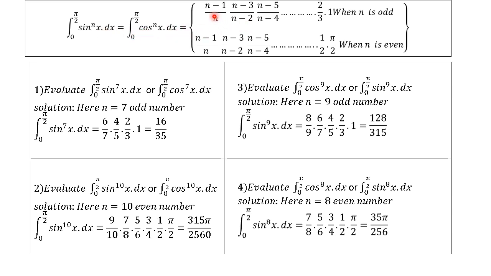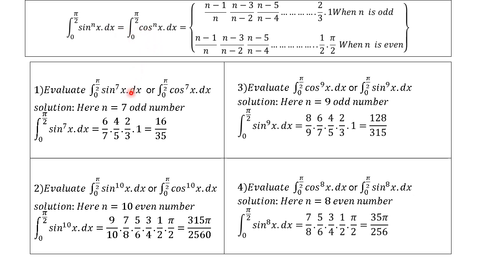Here this one is (n minus 1) divided by n, (n minus 3) divided by (n minus 2), and so on. If n is an odd number, it ends up with 2 by 3 into 1. If n is an even number, it ends up with 1 by 2 into pi by 2. This gives two results, one for odd number and another for even. But both the formulas are identical. For sine and cos, between the limits 0 to pi by 2, both the formulas are identical.